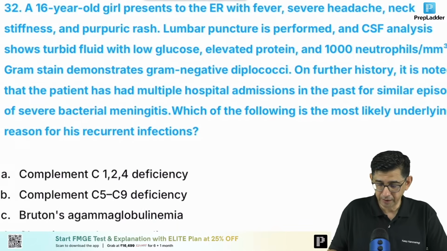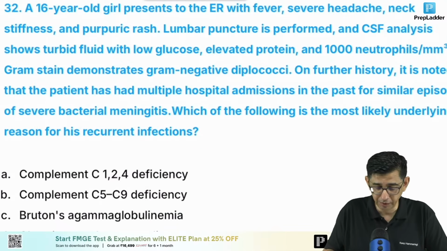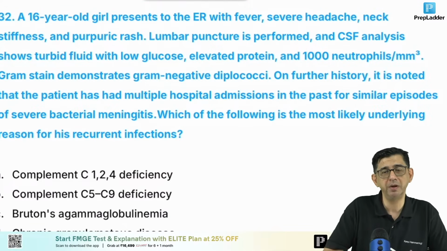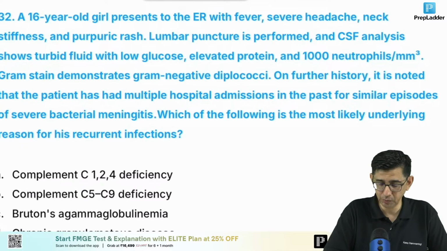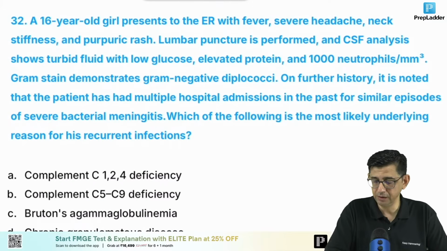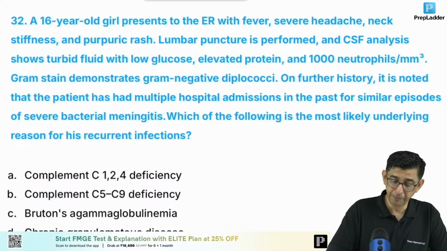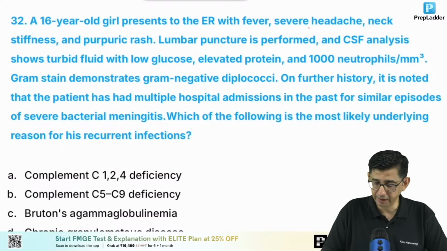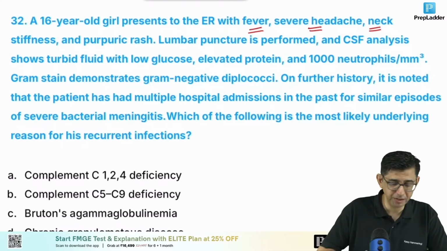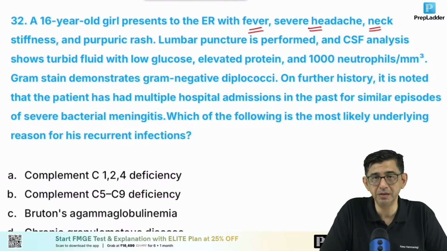Okay. This was a long stem question. Reading this question in the actual paper took almost 90 seconds or so. We have a girl who has fever, headache and purpuric rash, and then we had to do a lumbar puncture because there is headache and nuchal rigidity along with fever. The triad of meningitis is getting satisfied: fever, headache and nuchal rigidity.